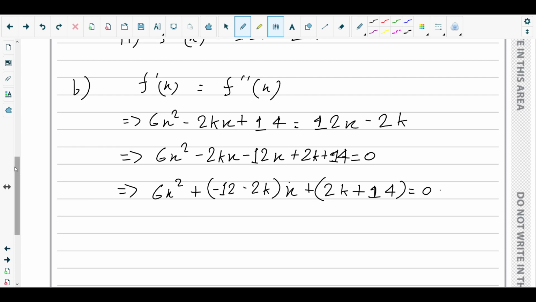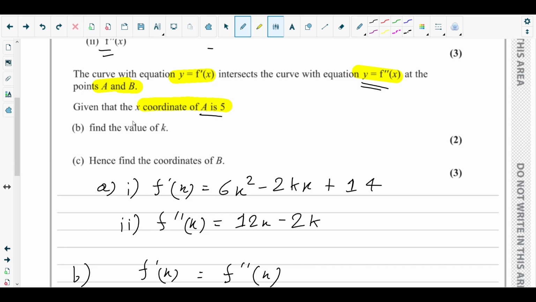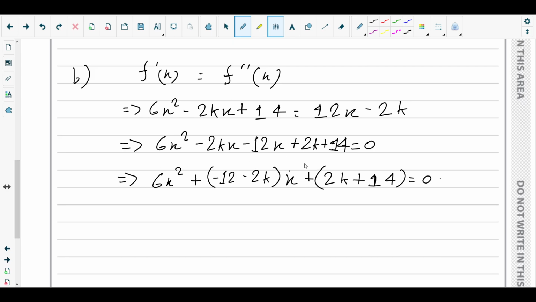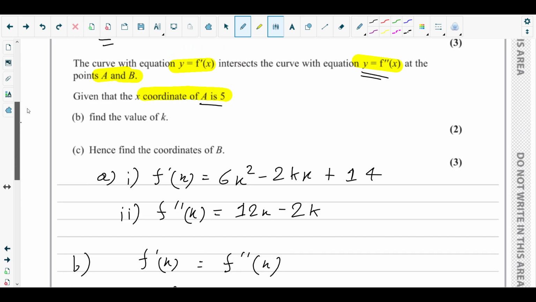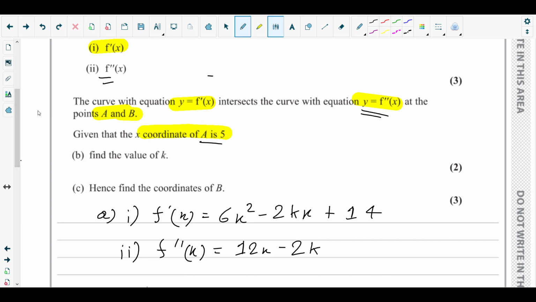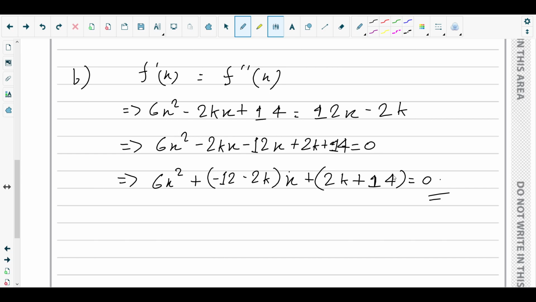Okay, now we know one of the point of intersection, one x coordinate of one of the points, so we can put x equals to 5. Why? Let me explain. The equation that we have derived right now, it is basically the equation representing the points of intersection between the two curves, f of x, f dash x and f dash dash x. So since the two curves are intersecting each other at point A, that means the x coordinate of point A will follow this equation.